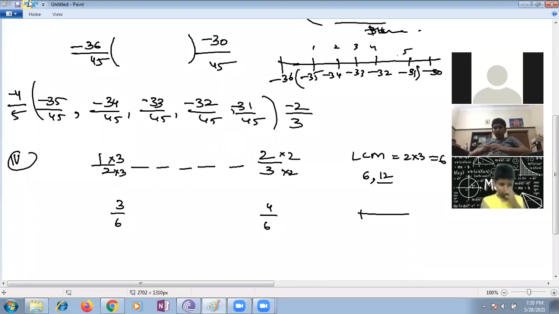Ma'am, I'm telling an easy method for this. Let's take the example of minus 4 by 5 and minus 2 by 3 only. First, we should convert them to like fractions. So their LCM is 15. So minus 4 by 5 into 3 by 3 is minus 12 by 15. And minus 2 by 3 into 5 by 5 is equal to minus 10 by 15.